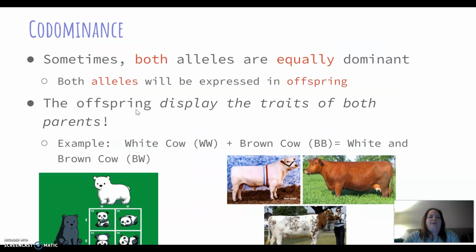All right, then we have codominance. This is when both alleles are equally dominant. Remember that prefix co means together. So that means that the offspring of a codominant trait, the heterozygous offspring, are going to actually show both traits of the parents. For example, if we have a white cow and a brown cow, and white and brown are codominant, then our heterozygous offspring would be a brown and white cow.